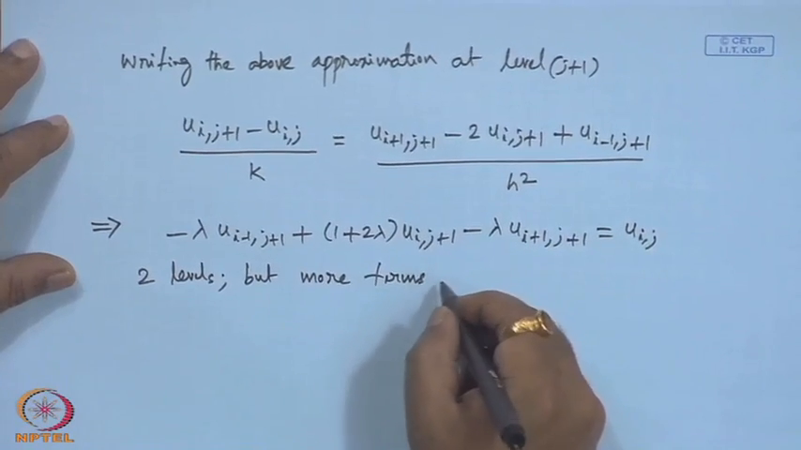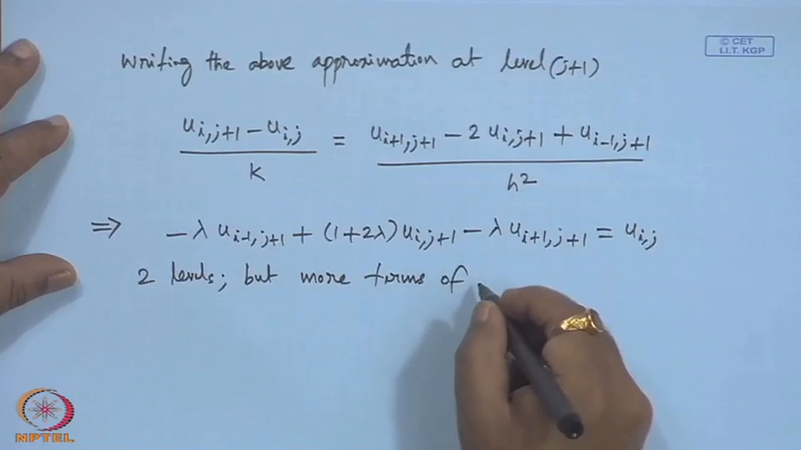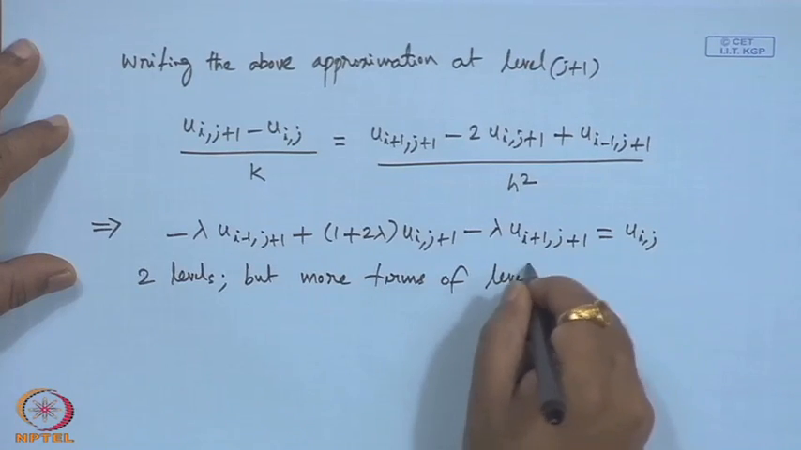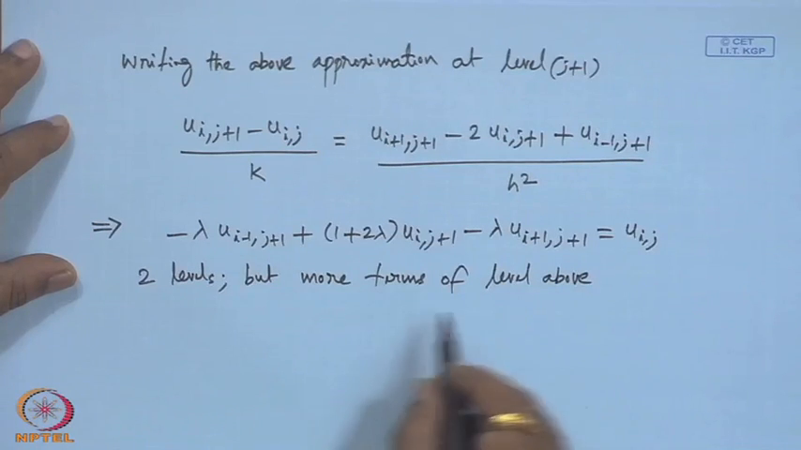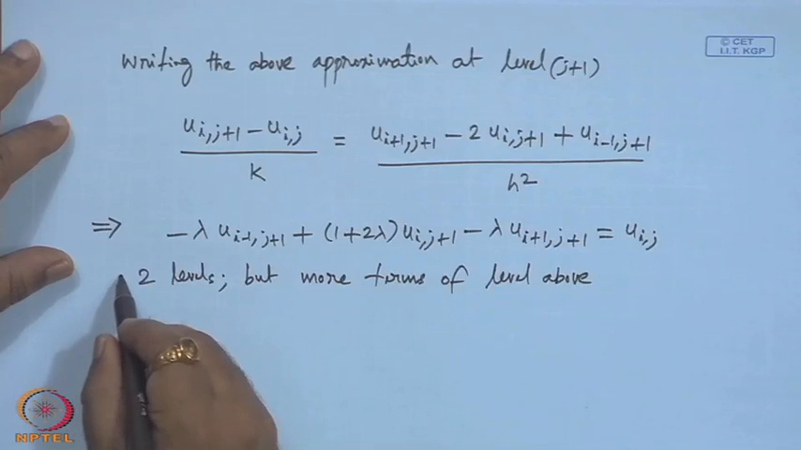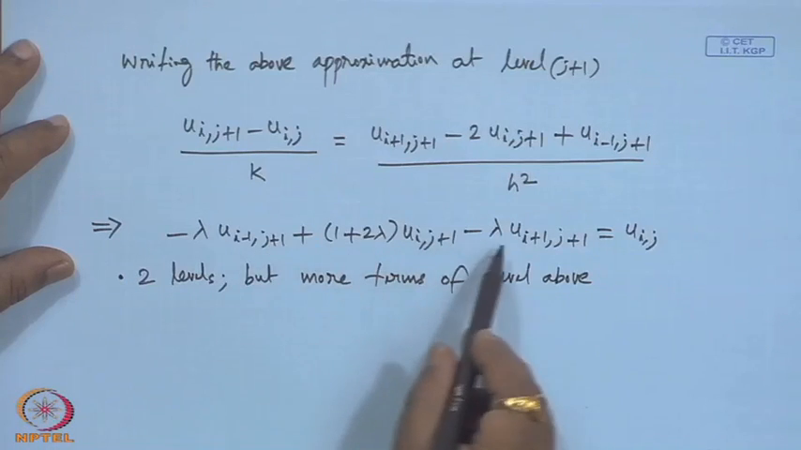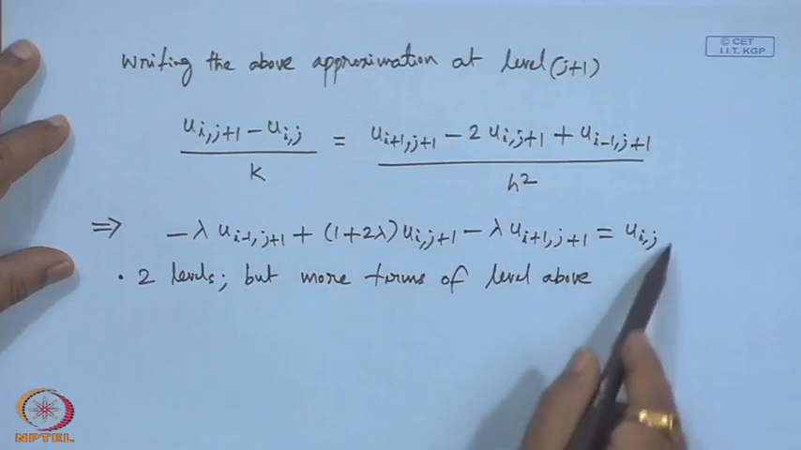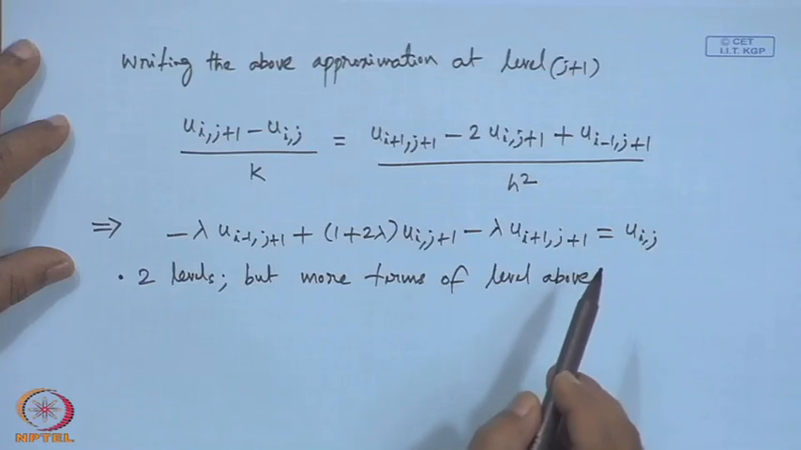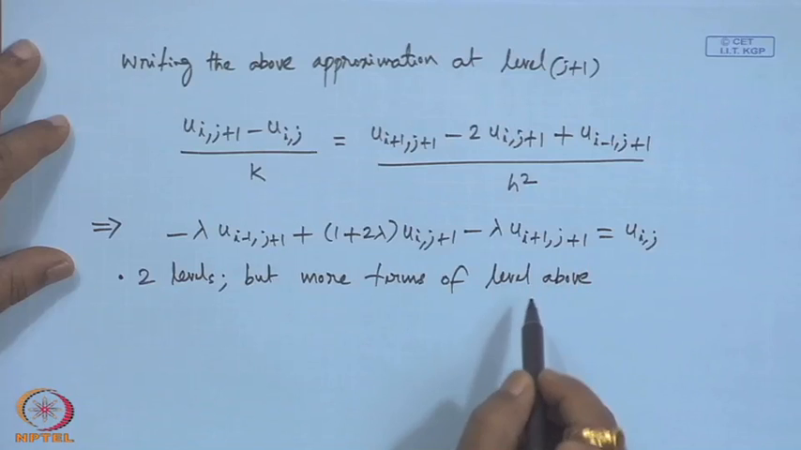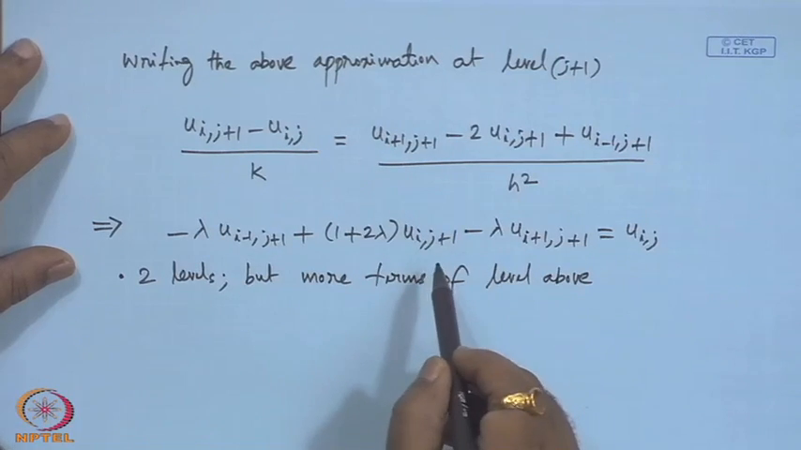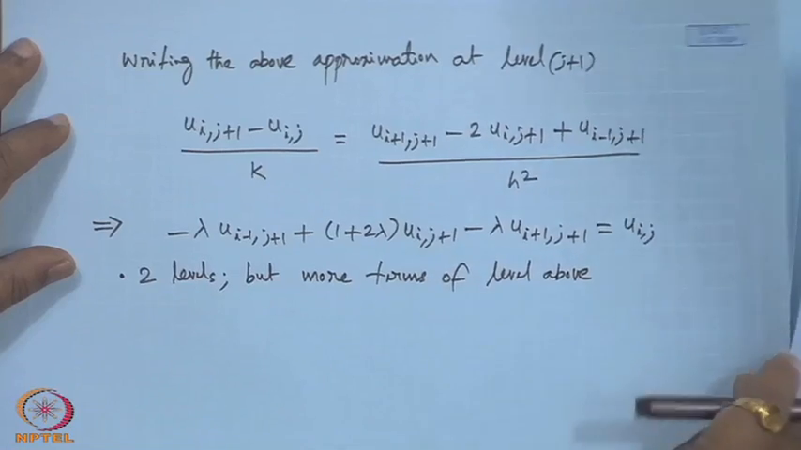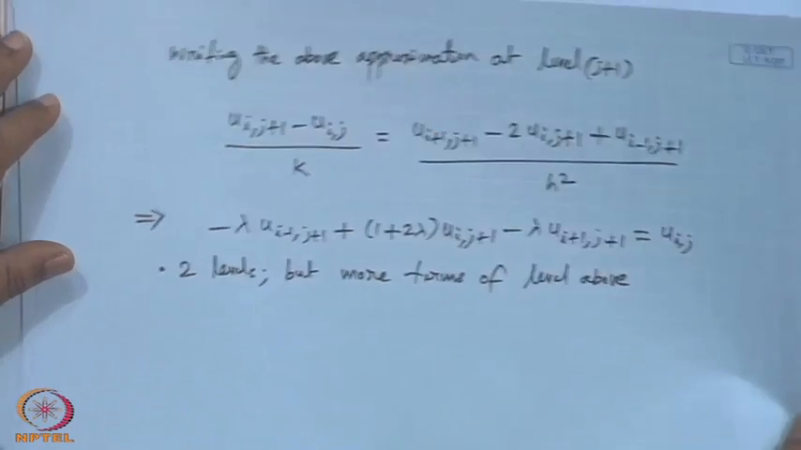more terms of the level above than the level below. This is an important remark. This shows the implicit nature of the scheme. So, how is this going to give us the implicit nature? Let us have a look.